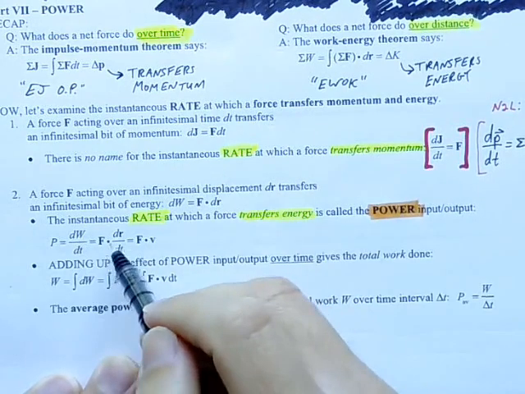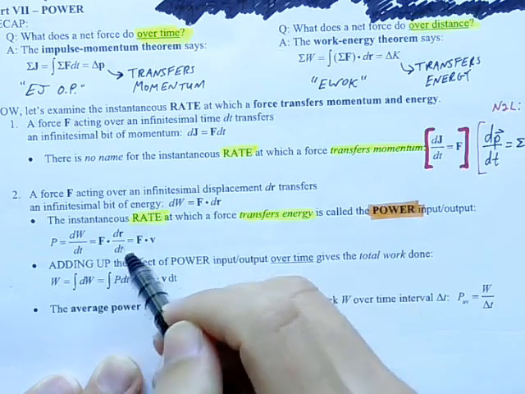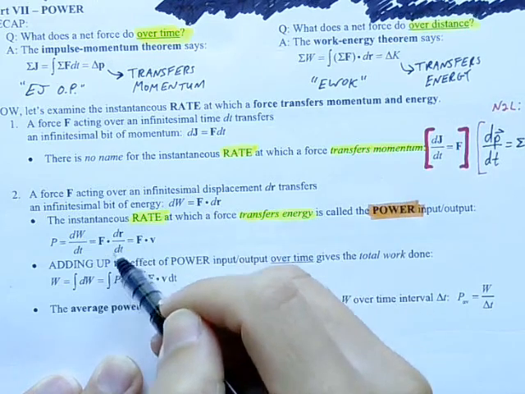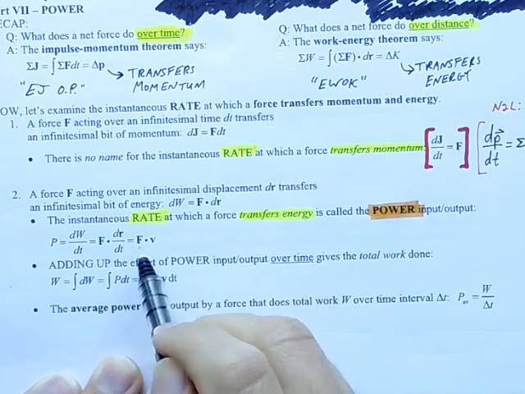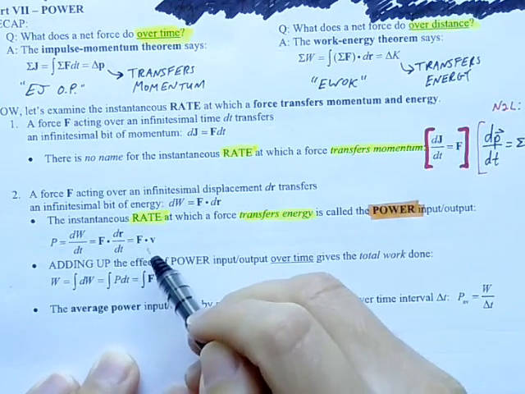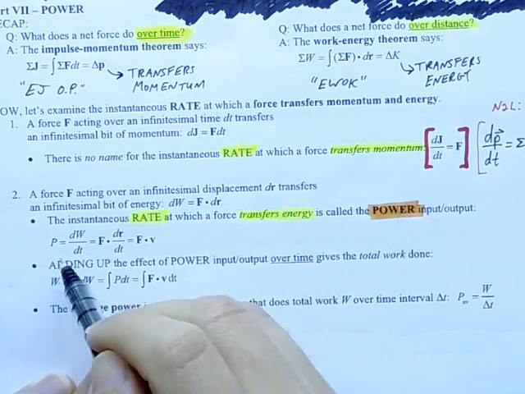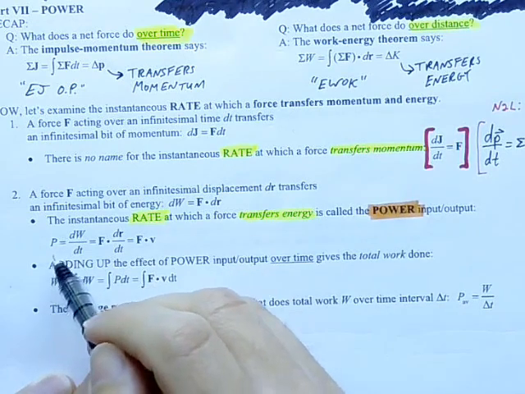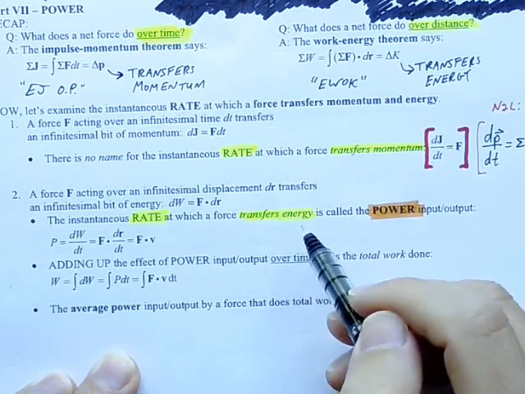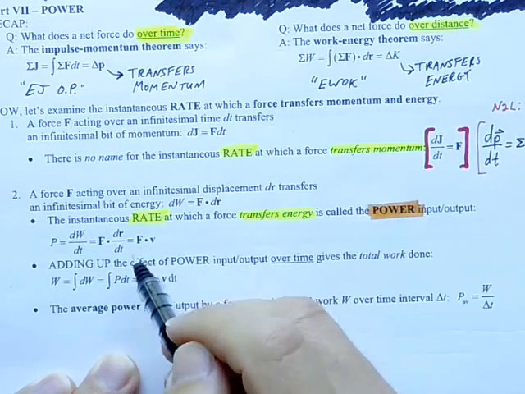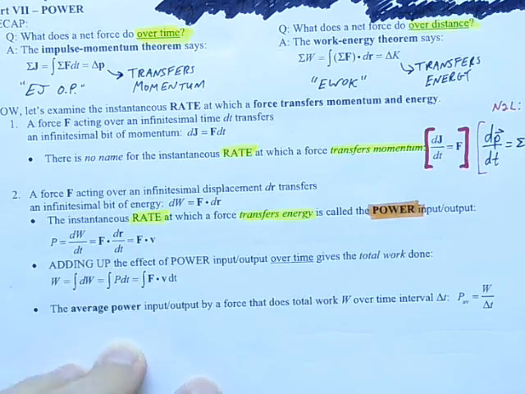So F dot dr over dt. And dr/dt, that's exactly the definition of velocity. So take the force acting on the object and dot it with the instantaneous velocity of the object. That dot product gives you the instantaneous rate at which that force is transferring energy to or from the object. So the instantaneous power input or output to or from the object.